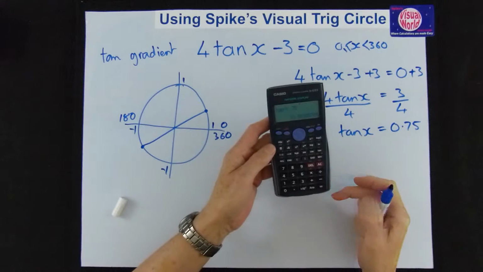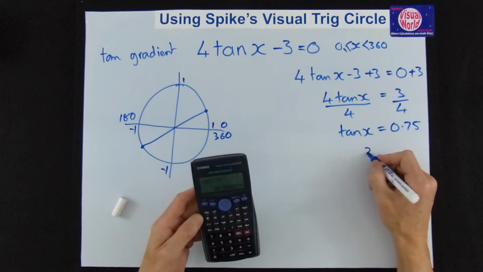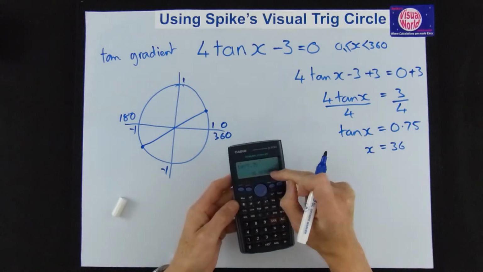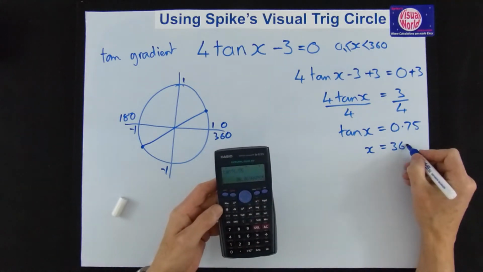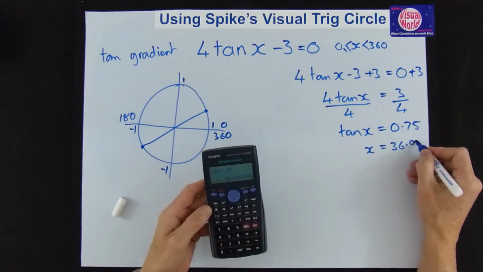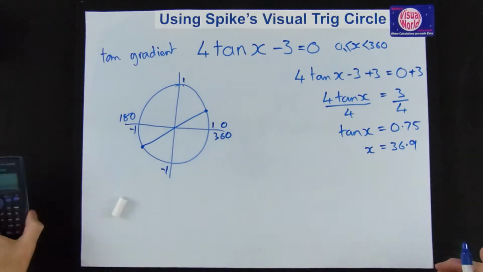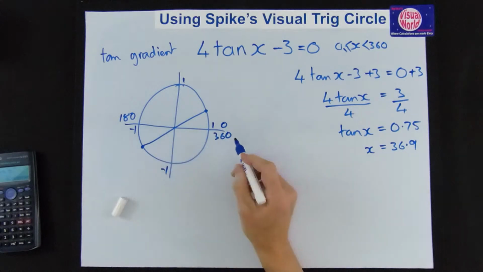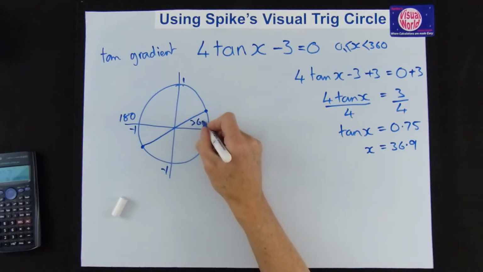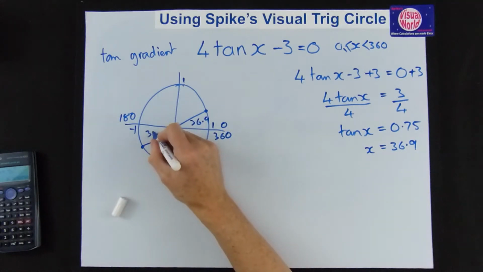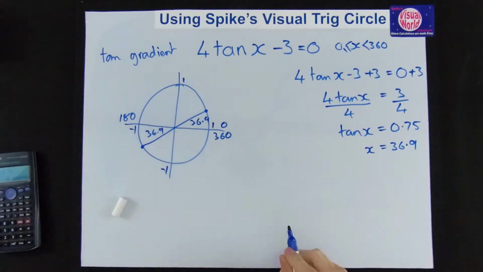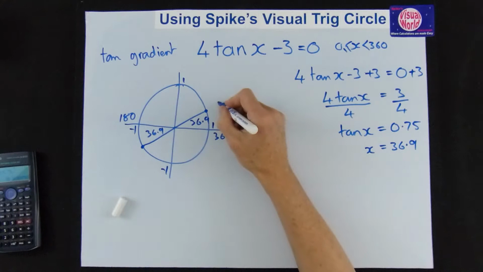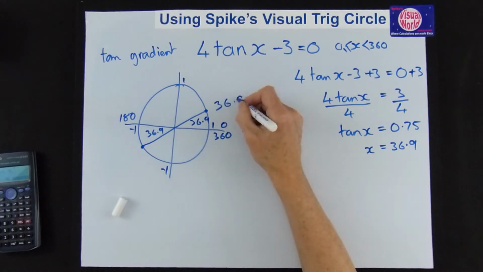0.75, and that gives us x equals 36.9. And then we go on, and you can see our two angles this time, they're directly opposite each other. So we get 36.9. The first one is easy, it's just from nothing to 36.9, so the first one is 36.9.